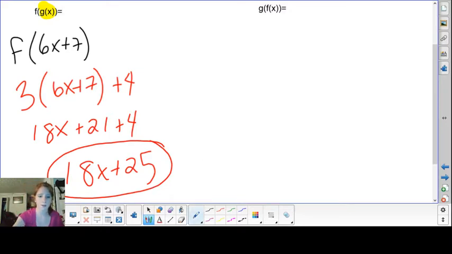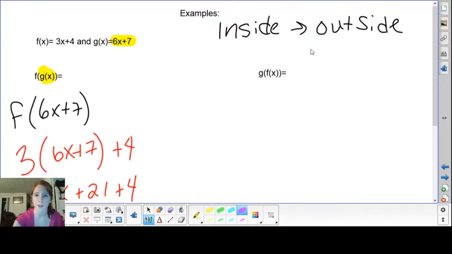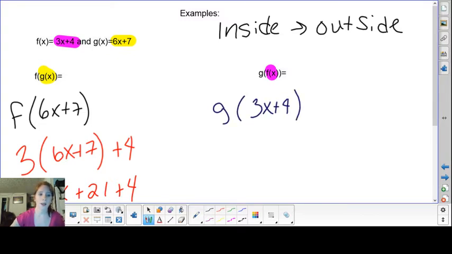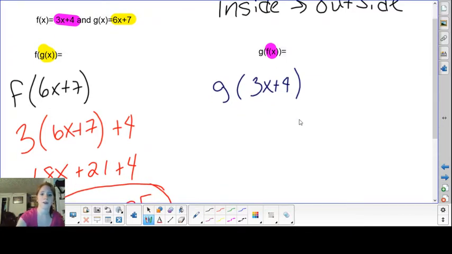Now, on this second one, again, we're going to start by going with the inside out. My inside here, in this case, is the f of x. So I'm going to replace it with the 3x plus 4. So I have g of 3x plus 4. Then I'm going to plug that 3x plus 4 in for my x. So I have 6, and I'm going to switch colors here, 6 times 3x plus 4 plus 7.